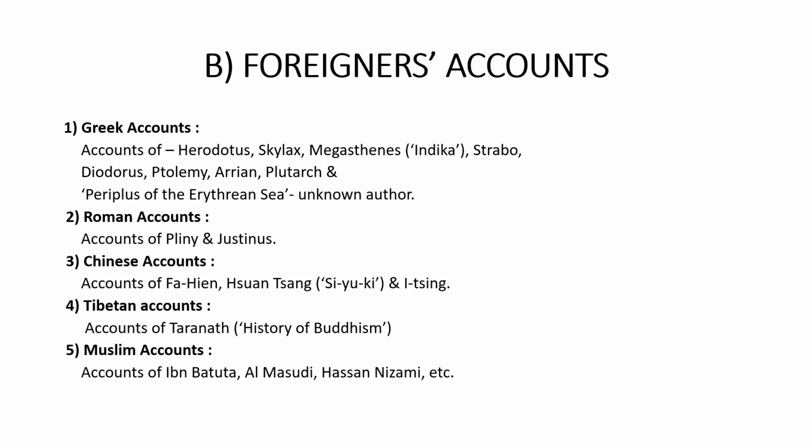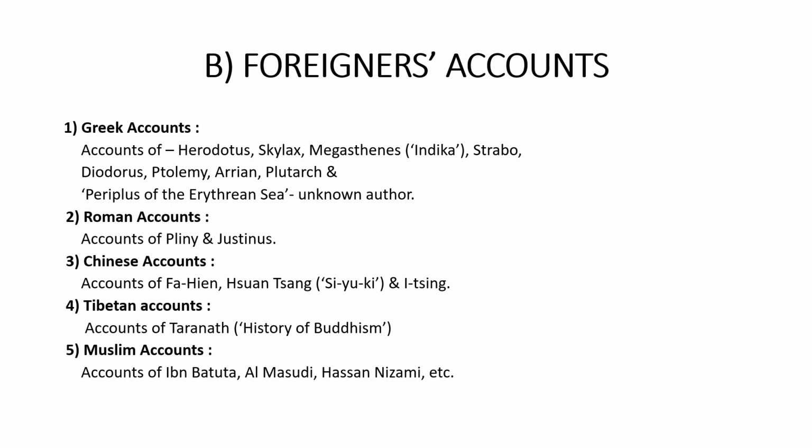Yunzang, and Itzing. Fahian was a Chinese Buddhist monk, and his accounts are about the Gupta period and especially of Chandragupta Vikramaditya. Yunzang, his book is known as the Siyuki, and it gives an account of the king Harshvardhan. The third one is Itzing, who is also a Chinese Buddhist monk, and his account of his travels are an important source for the history of India, along the sea route between China and India.